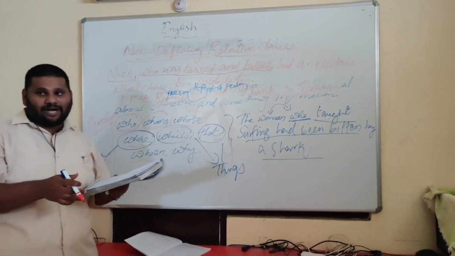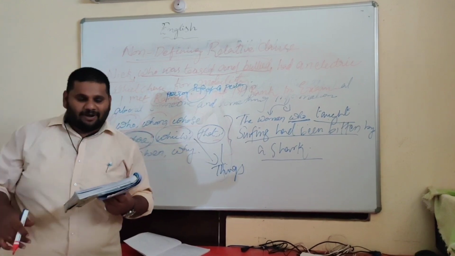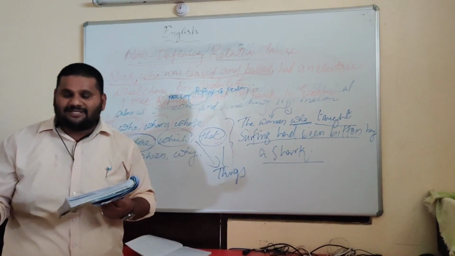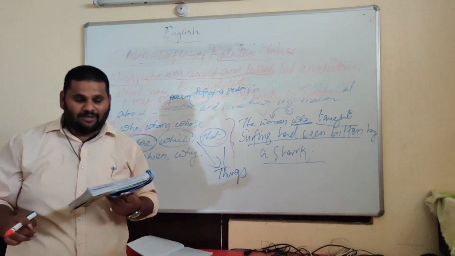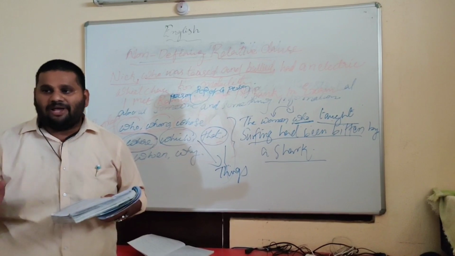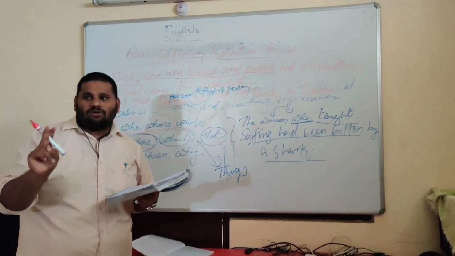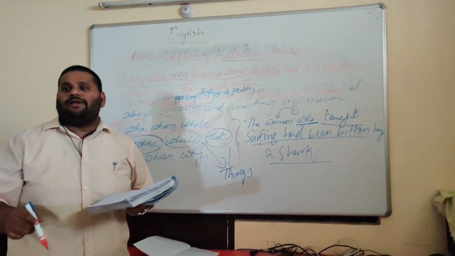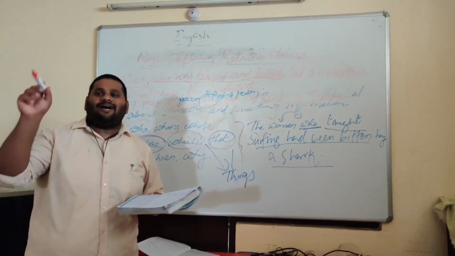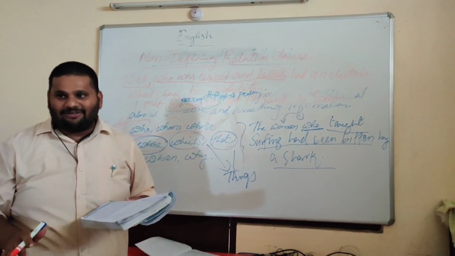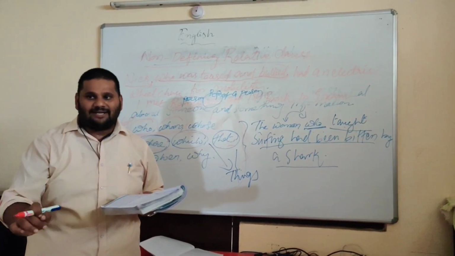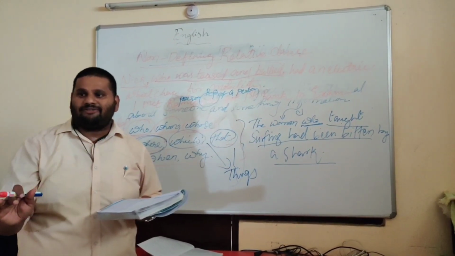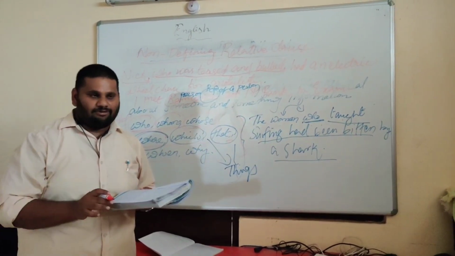I may not be able to write it here, you can see it from your textbook. Nick, there is a comma after it, who was teased and bullied, there is a comma after it, had an electric wheelchair for mobility. So there are two commas. So this sentence is a non-defining relative clause. You must understand that if there are commas, that is a non-defining relative clause.